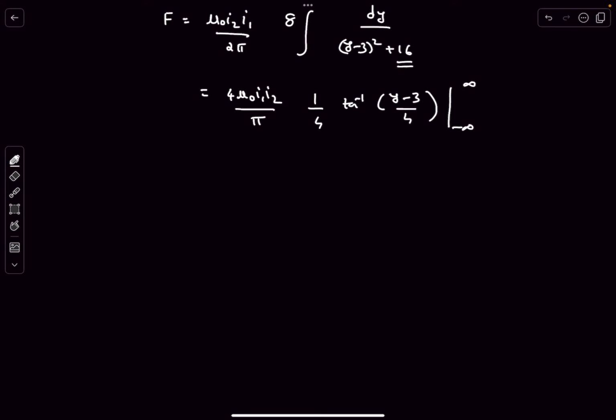So tan inverse of infinity, or 1 by 0, is pi by 2, and minus tan inverse of minus infinity will be minus pi by 2. So this whole term just becomes pi. So we cancel out the pi with the pi and the 4 with the 4.